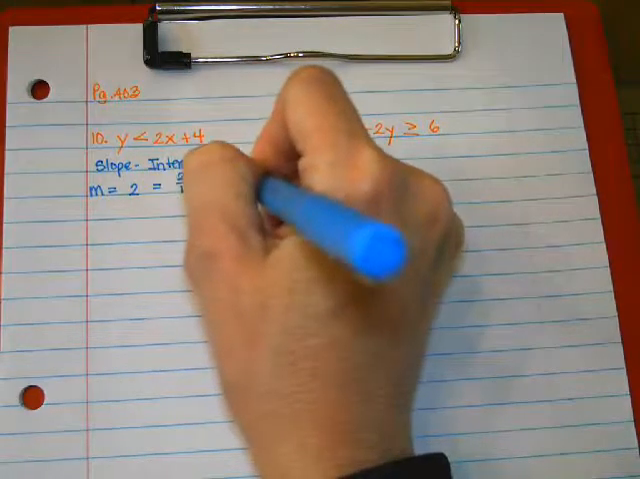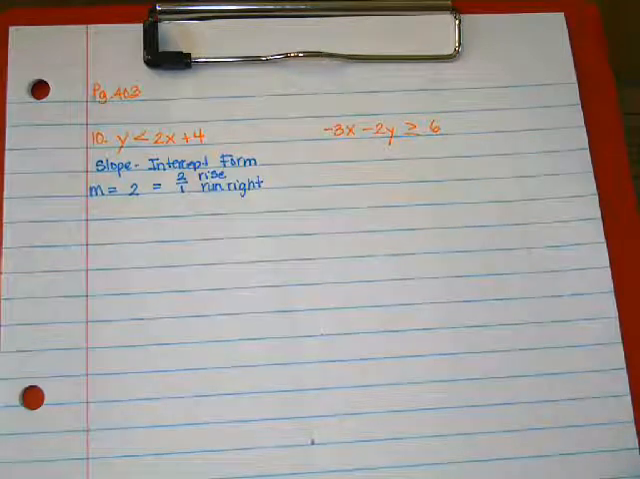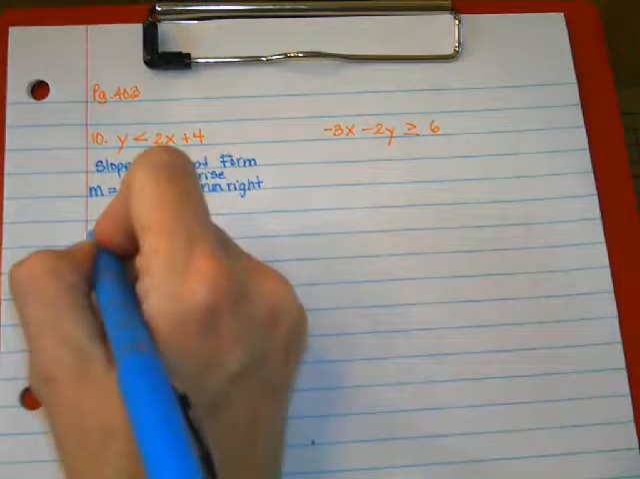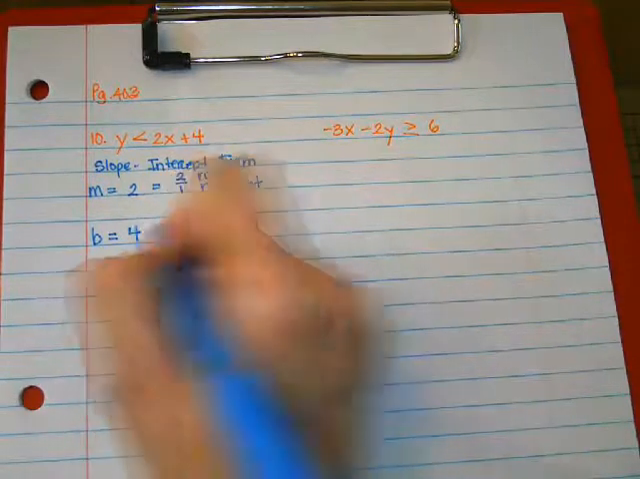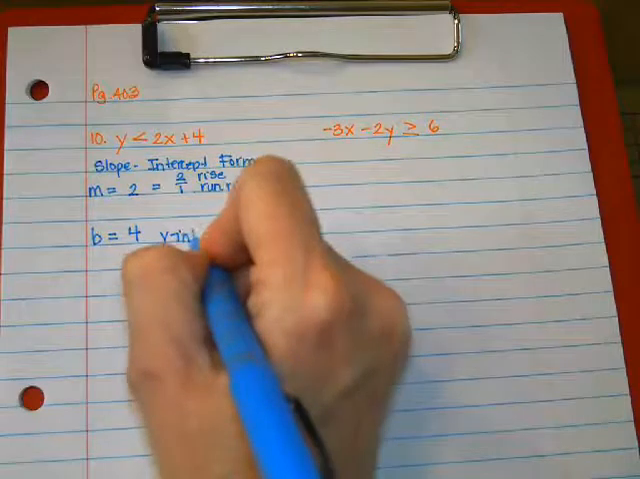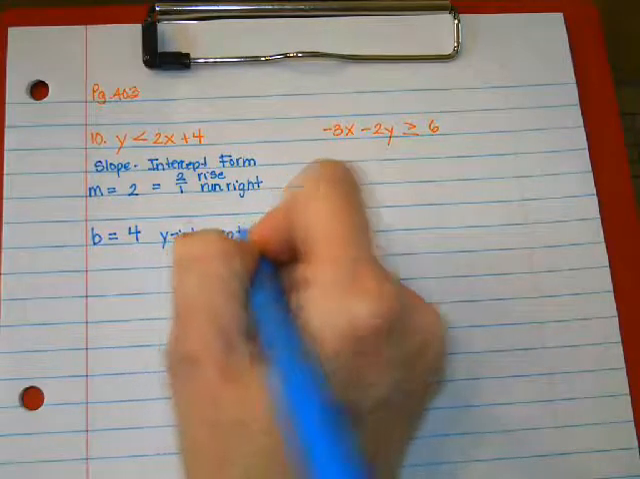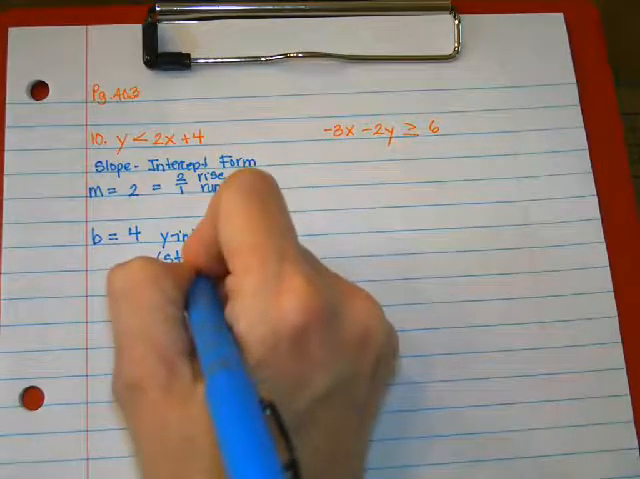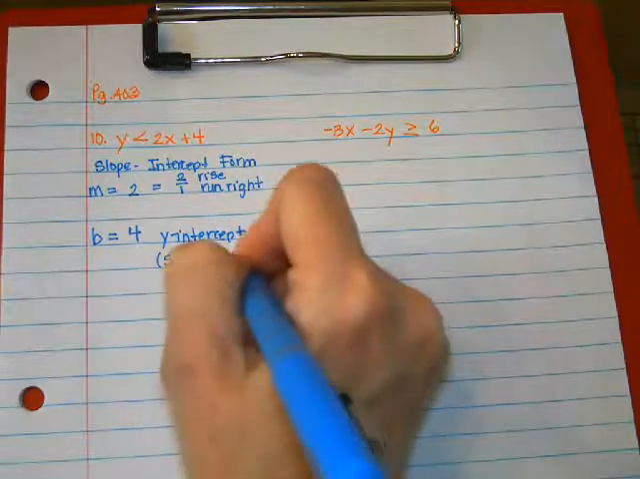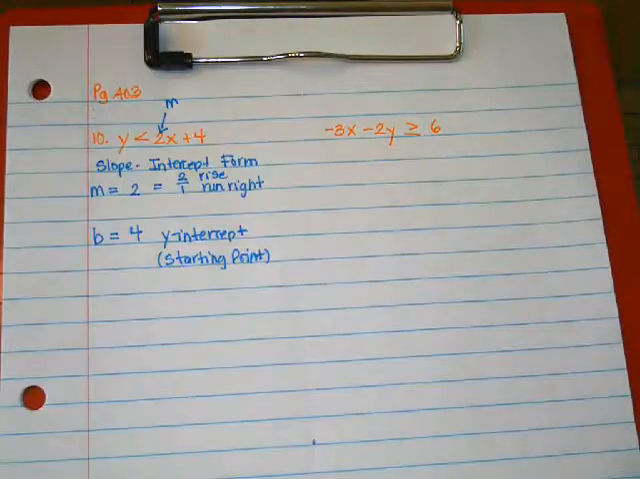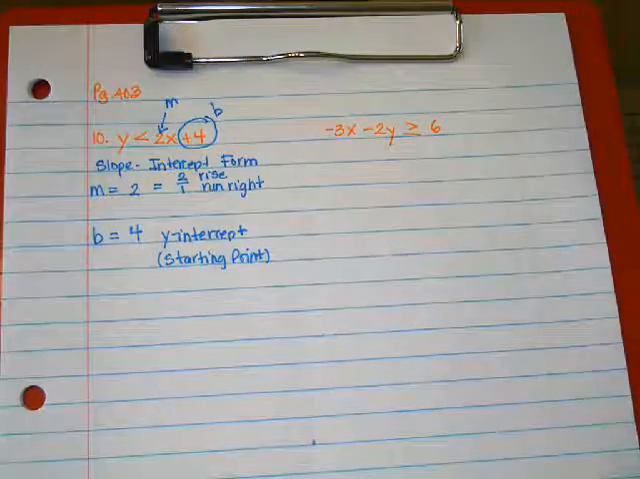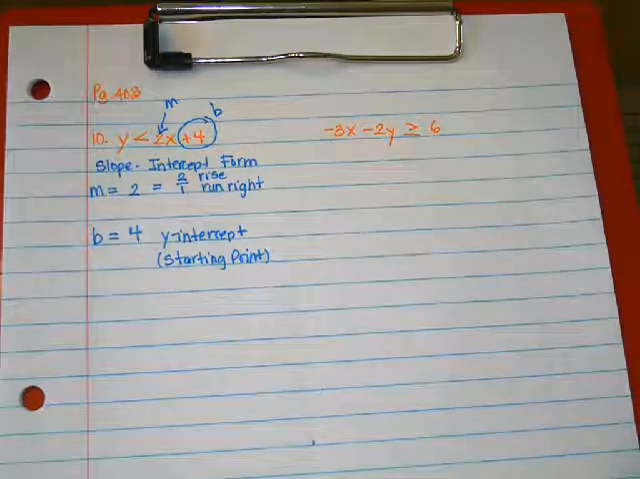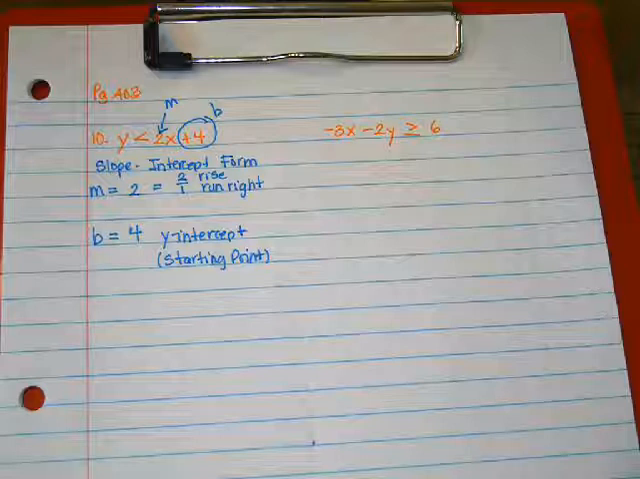Gorgeous. All right, so now Maya, what is my y-intercept, my b value? Correct. Her b value is 4. Beautiful, that's her y-intercept, and that is her starting point. So again, your slope is the coefficient to the x, and your b value or your y-intercept is the entire back end, whether it's positive or negative. All right, so let's move over to our second one.